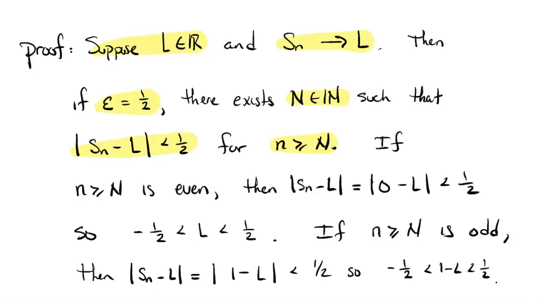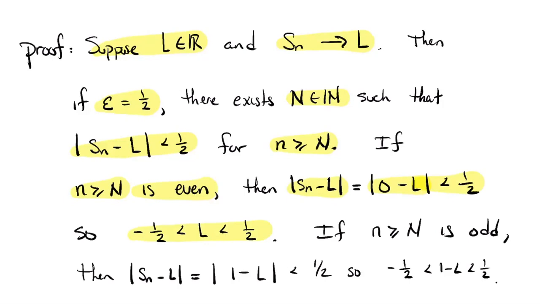Now I'm going to look at what those terms look like. If that n is greater than or equal to capital N and it's an even number, which it certainly is possible that it's even, well then this difference S_n minus L is 0 minus L, because the sequence terms are 0 when n is even, and that difference has to be less than a half. Using properties of absolute values, I can write that like that. Then my limit is somewhere between minus a half and a half.